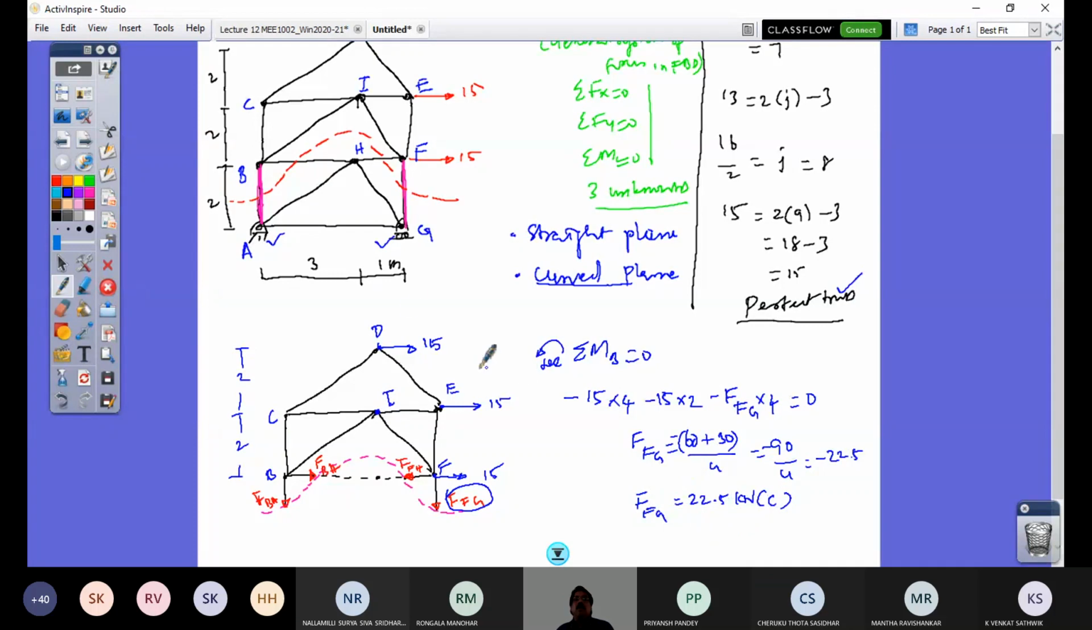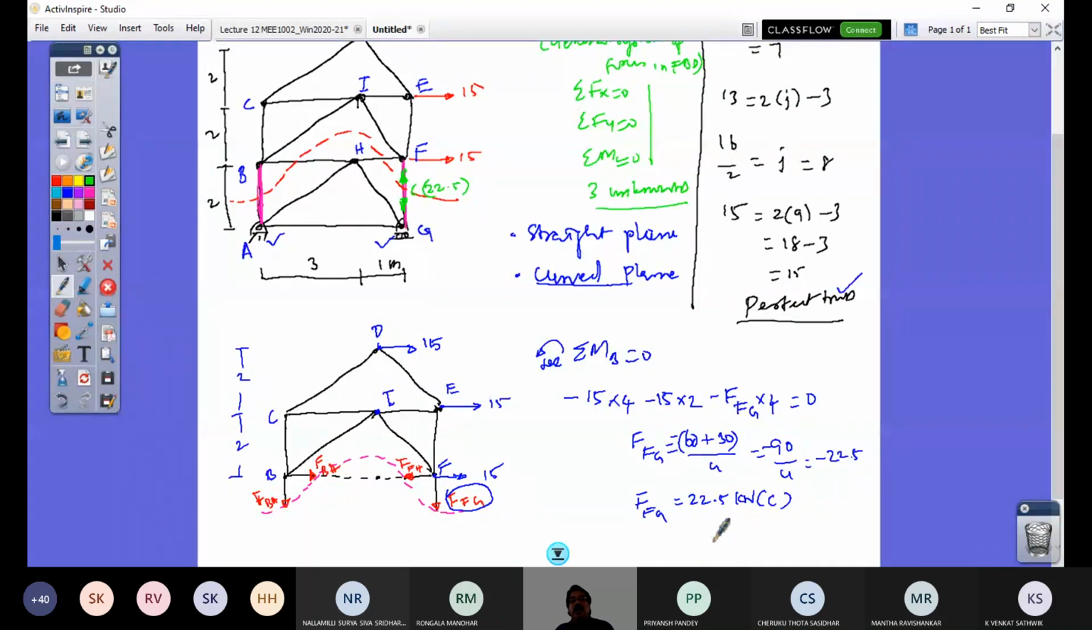So what is my answer here? This member FFG is under compression. So how do I represent compression? It should compress the joint, internal force. So this is the representation of compression. Compression 22.5 kilonewton. See, one step I have solved.